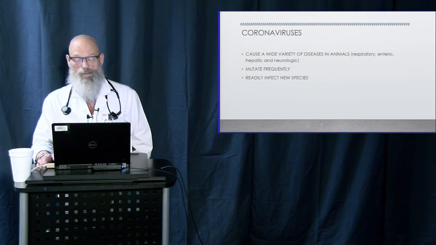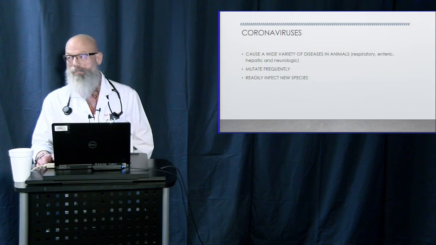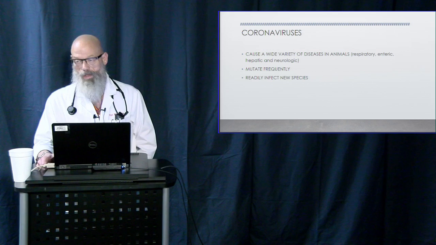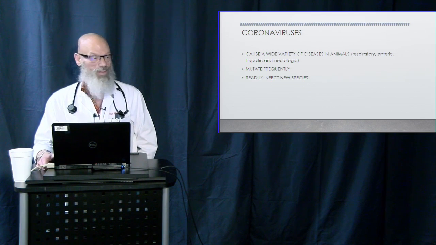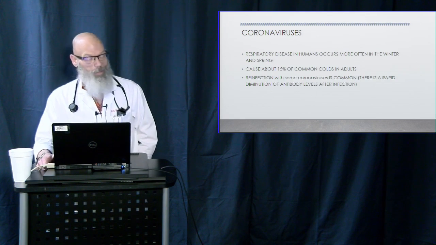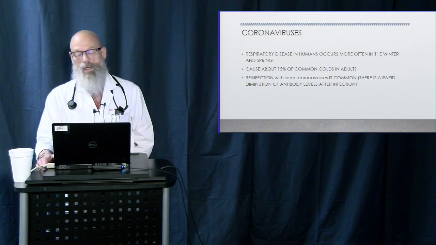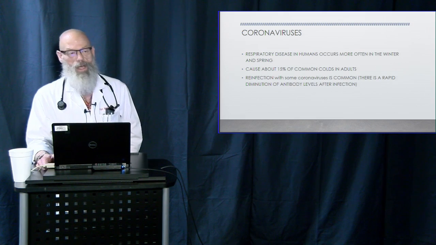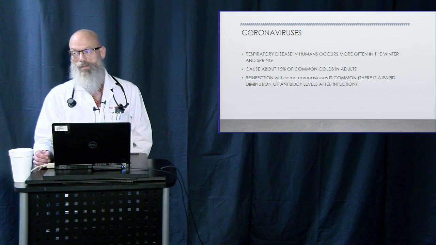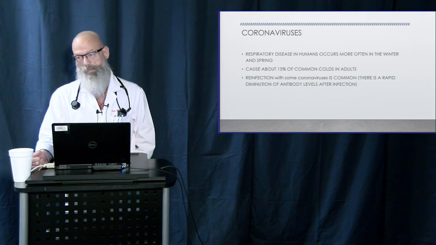Coronaviruses cause a wide variety of diseases in animals: respiratory, enteric, hepatic, and neurologic. Unfortunately, they mutate frequently and they readily infect new species, which has led us to the current situation we're in. We know that with coronaviruses and with many other viral infections that respiratory disease in humans occurs more often in the winter and spring. I tried to find some recent data about something more scientific than just my theory that people are jammed up closer together when the weather's bad.